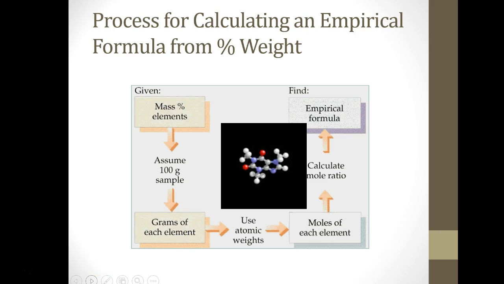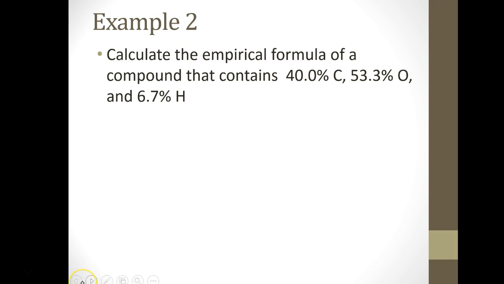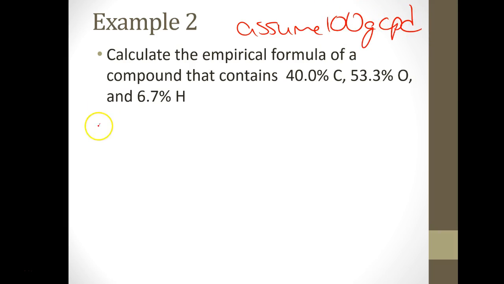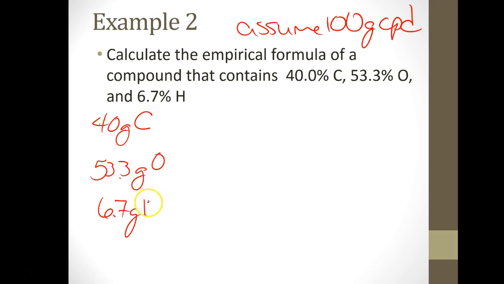If they give you a percent, what you're going to do is assume that you have 100 grams, and that gives you the grams, and then you just keep going exactly like we've been doing before. Okay. So 40% carbon, I'm going to assume 100 grams of a compound. That means I have 40 grams of carbon, 53.3 grams of oxygen, and 6.7 grams of hydrogen.